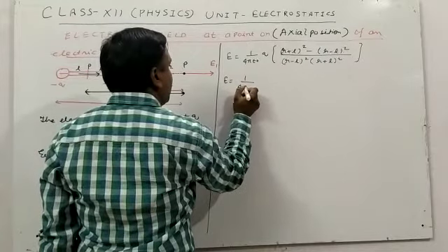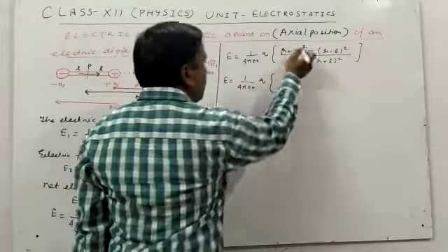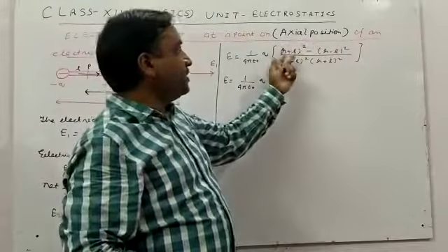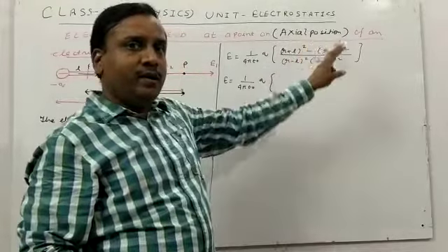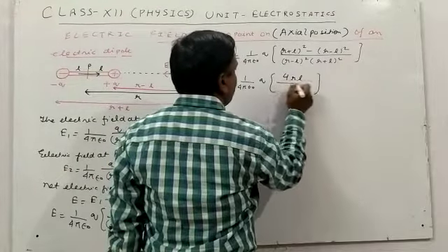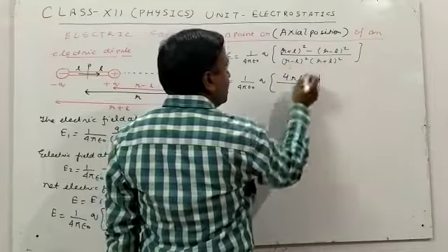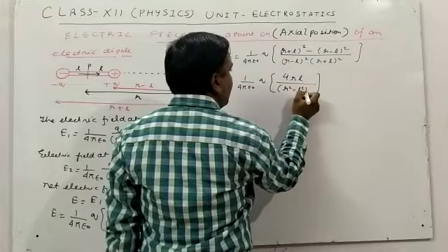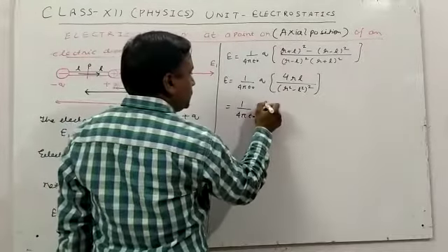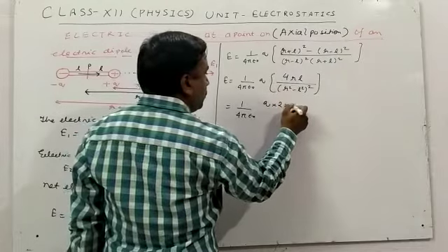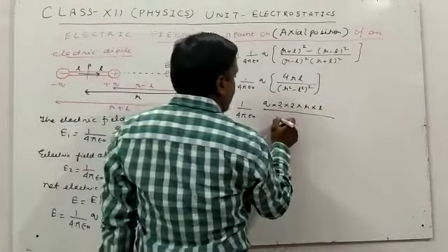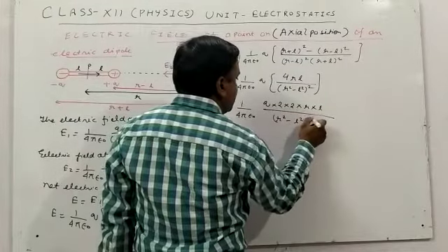E equals 1 upon 4 pi epsilon 0. Open it. You can solve it by two methods: either applying a square minus b square, or separately applying (a plus b) whole square and (a minus b) whole square. In both cases you will get the result 4rL. In the denominator, you can apply (a minus b)(a plus b), so this is (r square minus L square) whole square. Arrange it: 4 can be split into 2 parts, 2 into r into L.